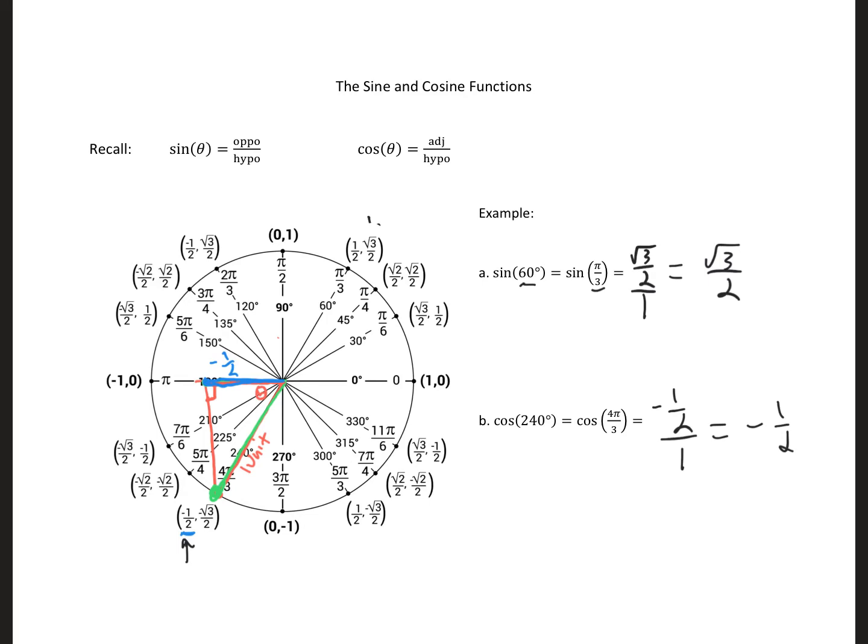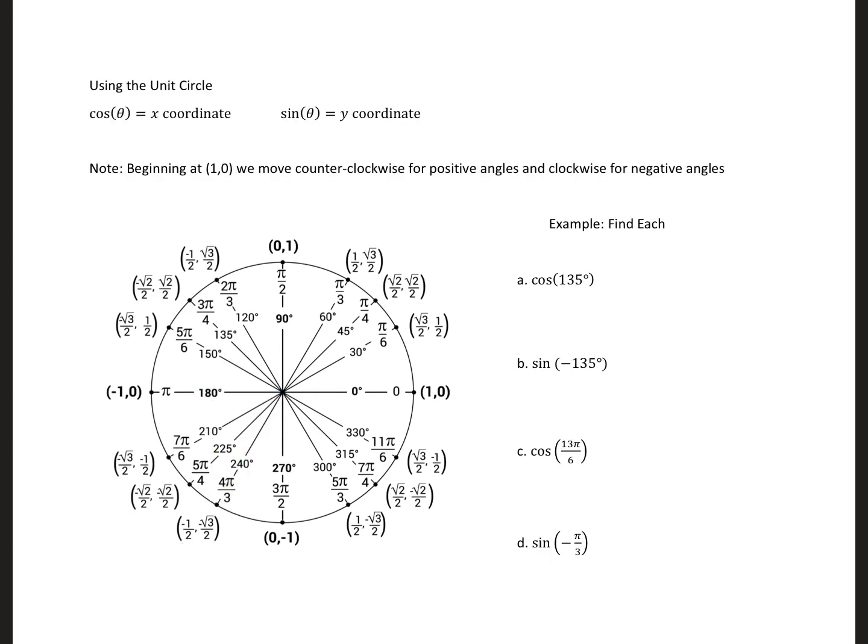That's an important idea. Using right triangles, we gather that sine of an angle is equal to the y coordinate. Cosine of an angle is equal to the x coordinate. Make sure to make note of that. Cosine of an angle using the unit circle is equivalent to the x coordinate, and sine of an angle is equal to the y coordinate.